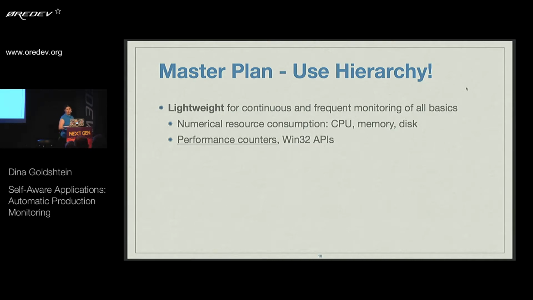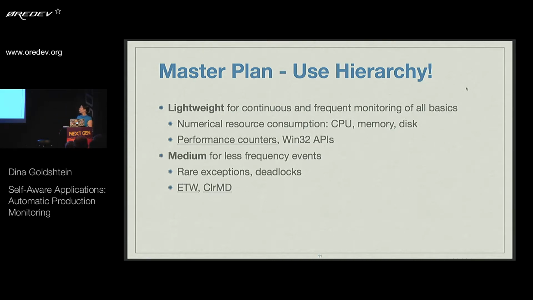So that's pretty easy. Then, if there are less frequent events that interest you, such as rare exceptions or maybe deadlocks that you fear might be happening in your system, you can allow yourself to use a little more resources, because the events are less frequent, to try to find out more data about what's going on. Two of the tools available to us for this purpose, which we're going to see later during the talk, are ETW and CLRMD.